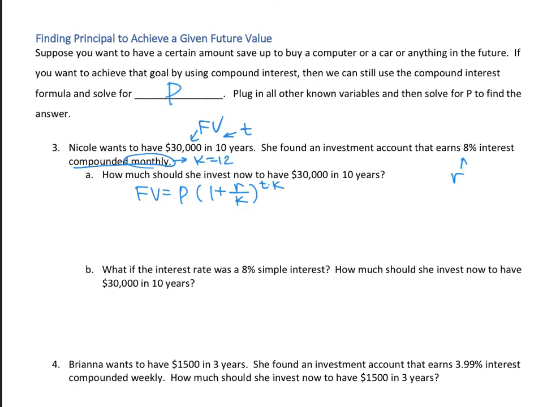As I said before, let's calculate T times K first. T is 10 years, K is 12, so that's 120. So future value is 30,000. P, I don't know what it is, so I'll just leave it as P. That's what I'm trying to solve for. 1 plus R, the interest rate was 8%, and then K was monthly, that's 12. And the exponent is 120.